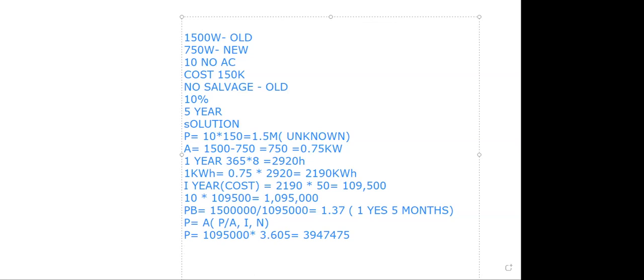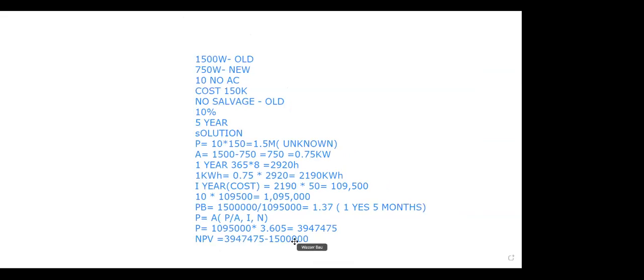1.5 million. So it means the net present value will now be 3,947,475 minus 1.5 million. And you can see that that is a beautiful investment. It's a worthwhile investment. It's something that you should just dive at. Minus 1.5. It means the net present worth is in excess of 2 million. What does that tell you now? What it means is that as of today, if I invest in this AC, I'm automatically making 2.4 million today.